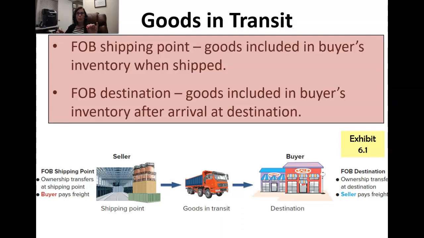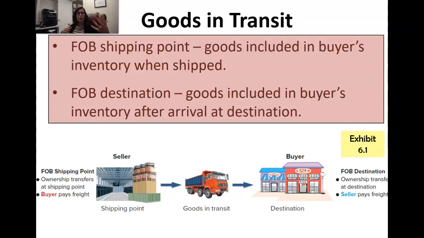FOB shipping point is when the goods are included in the buyer's inventory. So if we're the buyer and we're buying something from one of our suppliers and it is FOB shipping point, those goods are considered ours. We are responsible for them if the truck burns up on the road or something while it's being shipped to us. Those goods, if the terms are FOB shipping point, become ours at the point that they roll out the back of the warehouse door and onto the truck of the carrier.